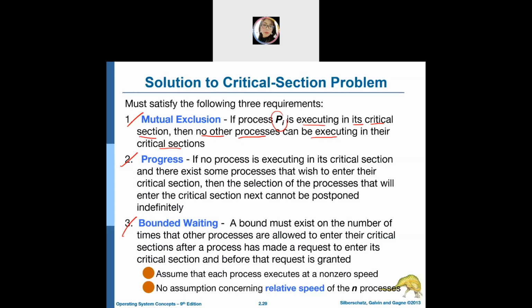Point number two, which is progress. If no process is executing in its critical section, then the selection of the process that will enter the critical section next cannot be postponed indefinitely. And lastly, bounded waiting. A bound must exist on the number of times that other processes are allowed to enter the critical section after a process has made a request to enter its critical section.